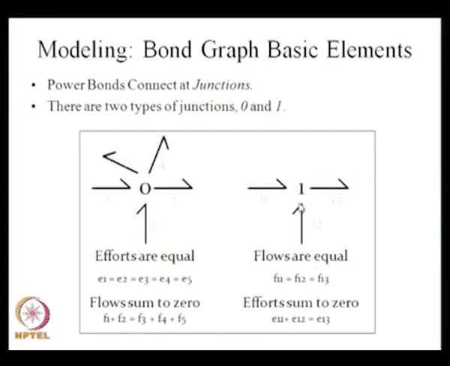Now with these elements, that is 0 and 1 junctions, and you have the source effort and source flow, then you have the transformer, gyrator and I, C and R elements. So these are the only elements you need to make a bond graph model of any system, whether it is an electrical system, mechanical system or hydraulic system or a combination of these. We can model the system using only these elements.